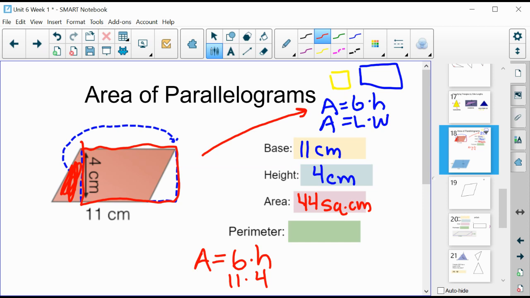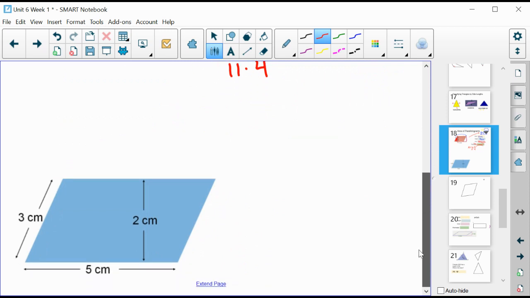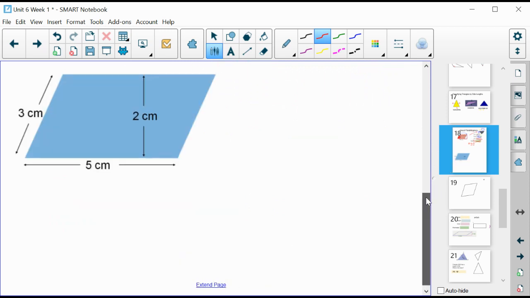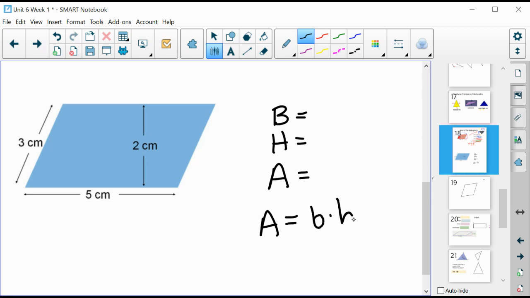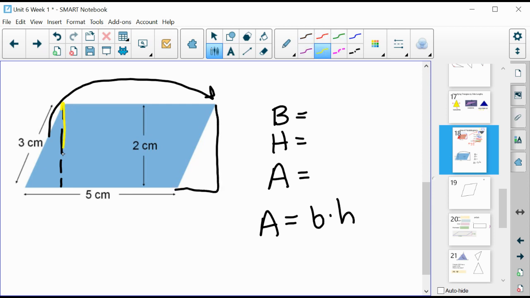Okay. We are not going to do perimeter. Okay, next one real quick. We are going to find the area of this parallelogram. Now, something kind of tricky is going on in this one. We're going to find our base, we're going to find our height, and we're going to find area. Okay? We know our area formula is going to be base times height, because I'm going to take this part off over here, and we're going to put it over here. Now I'm going to outline this one in yellow. Now we have a rectangle.